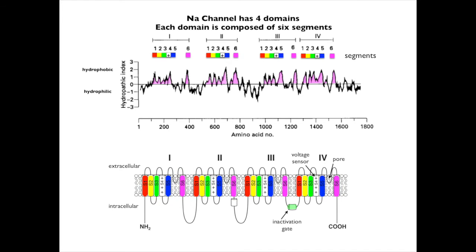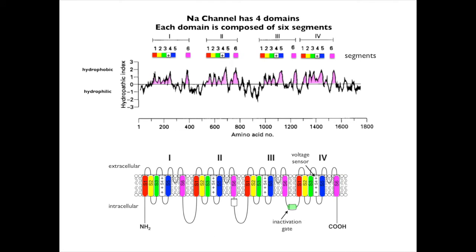Each segment in a domain is linked to its neighboring segment by an intra or extracellular linker of hydrophilic amino acids. In addition, each of the four domains is separated from its neighbor domain by a short intracellular hydrophilic segment. Notice that the hydrophilic stretches of amino acids are not embedded in the membrane, but rather are in the extra or intracellular fluids and link the transmembrane sections.